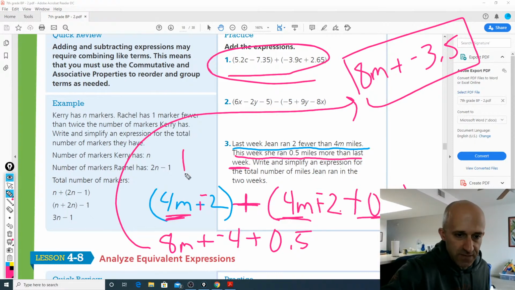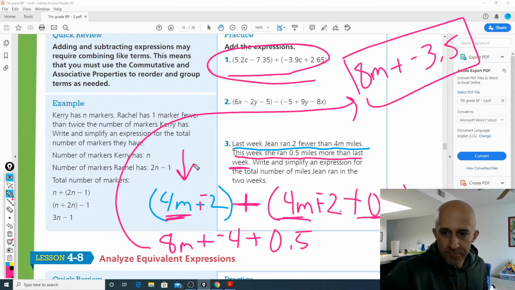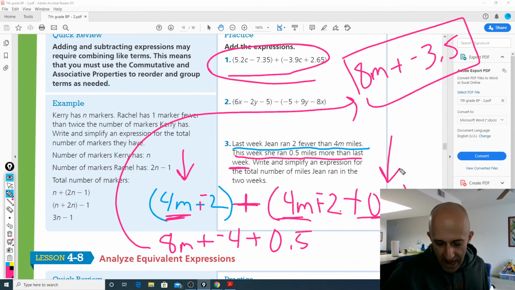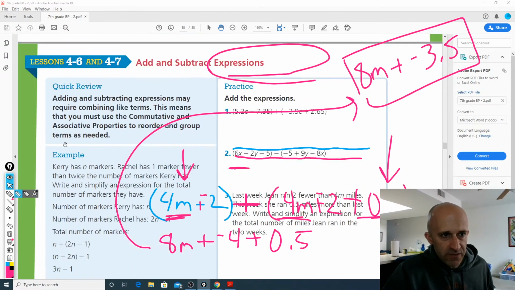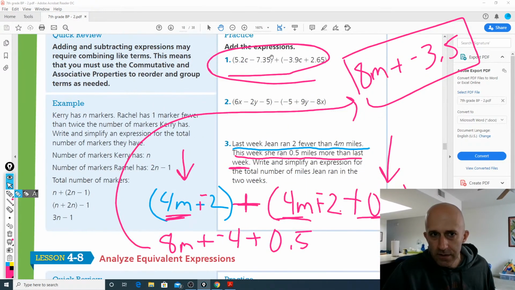You're taking that expression for the first week and then adding it to the expression for the second week. It should be 4-6 or 4-7. It should be right here. 4-6 and 4-7 on that.